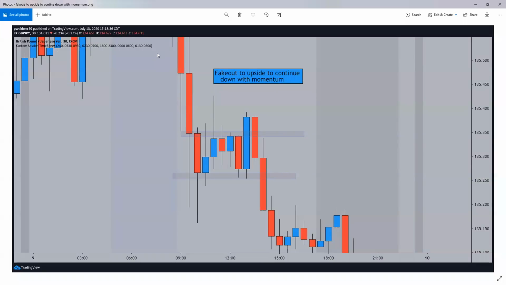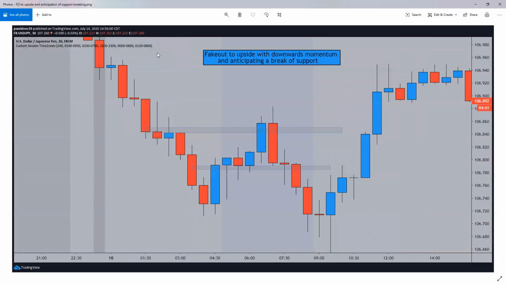All right, next we got a fake out to the upside, another fake out example, and this one actually kind of breaks what we talked about earlier, which would just be one of those times that price just does what it wants. And then anticipating a break of support as we do close above support here.